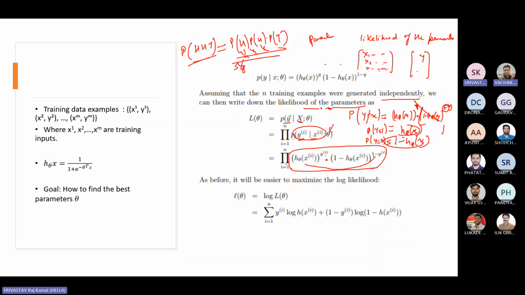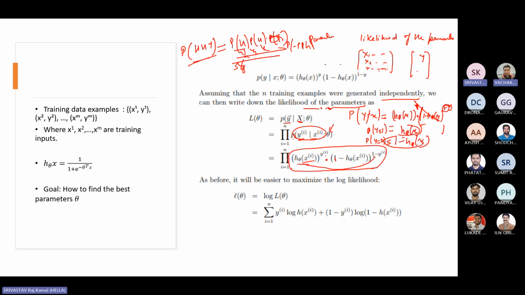Now 1 to n are my rows, 1 to n total is your rows. And see the same thing: probability of H, and probability of T is 1 minus probability of H. That's what we are doing here. Probability of y equals 1 is this, then the probability for y equals 0 would be 1 minus that number. So this is nothing but a mathematical representation of writing that.